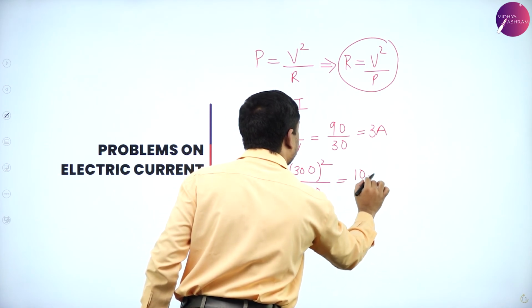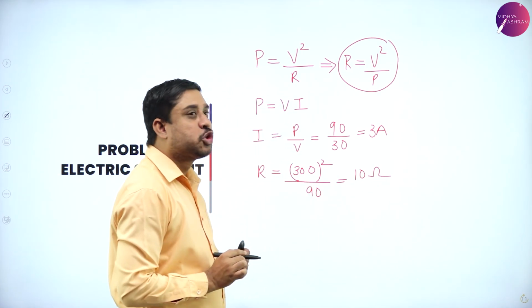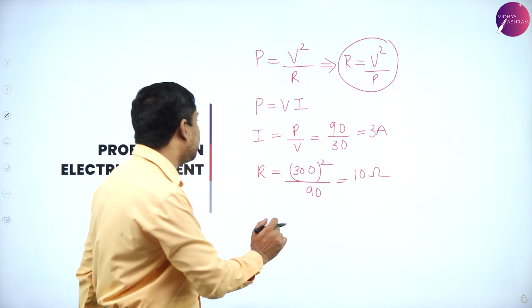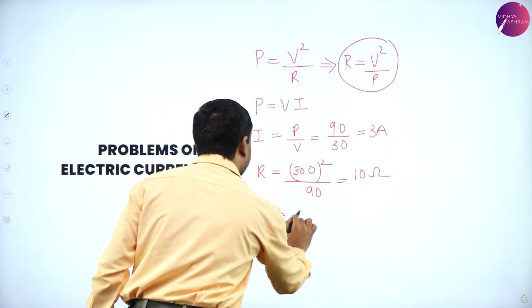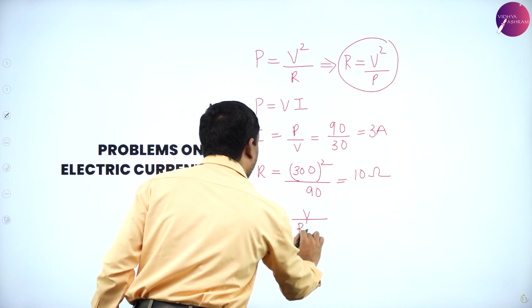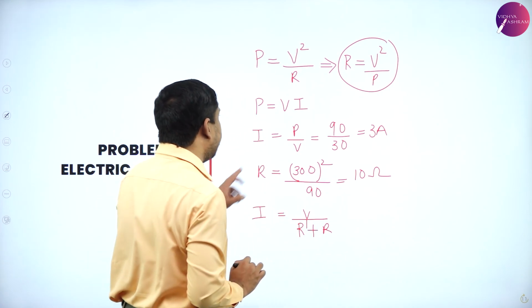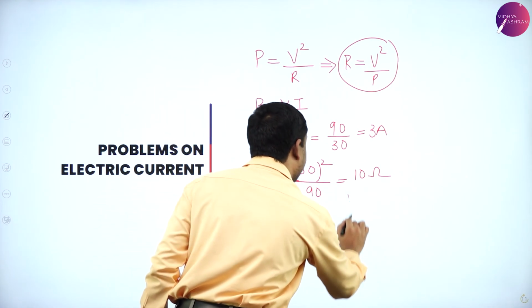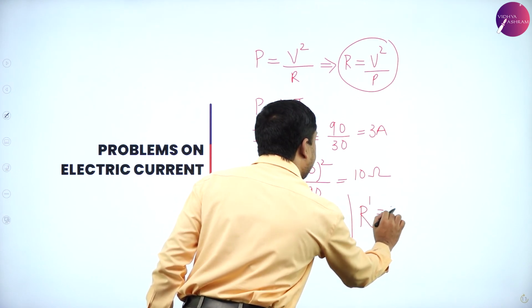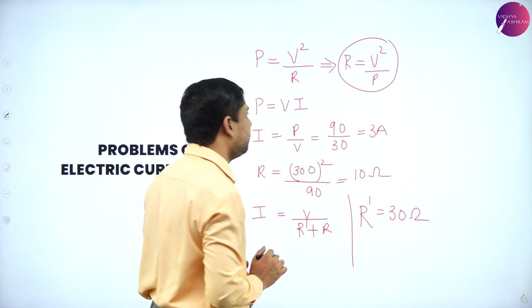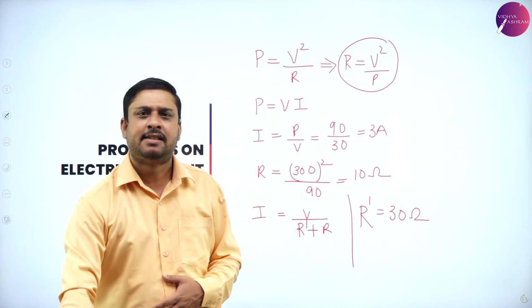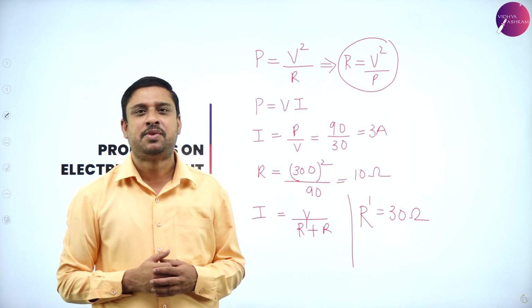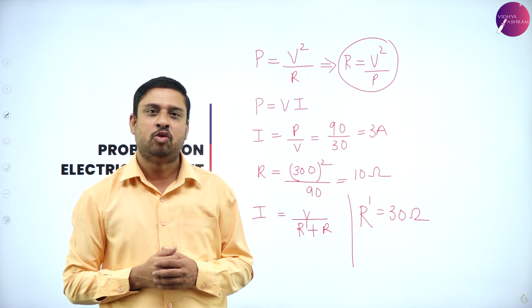Now what should be the additional resistance? So now I say I is V divided by R dash plus R. I is 3 amperes. V is known. R dash has to be calculated. If you simplify, R dash is 30 ohms. Again, very easily, using a few formulas, few concepts, I have arrived at the solutions.